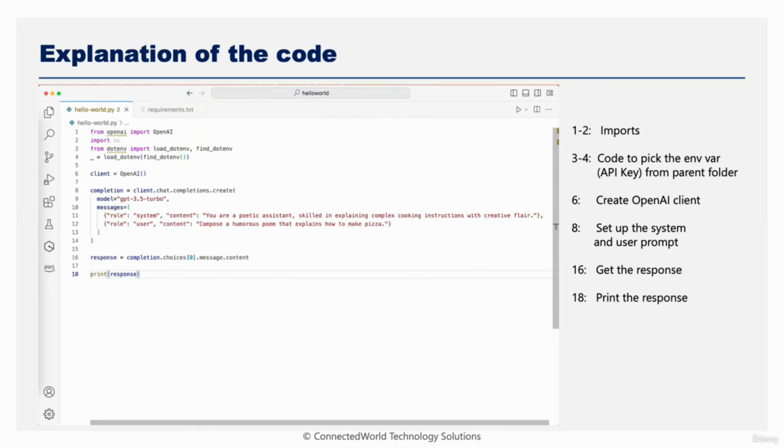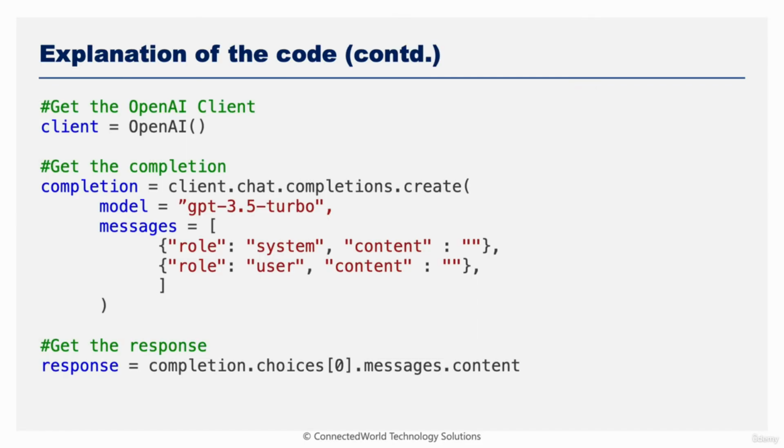Line 8 is where we set up the system and user prompts. Notice that the system prompt says that you are a poetic assistant skilled in explaining complex cooking instructions with creative flair. Line 16 is where you collect the response from ChatGPT, and line 18 is where you print the response.